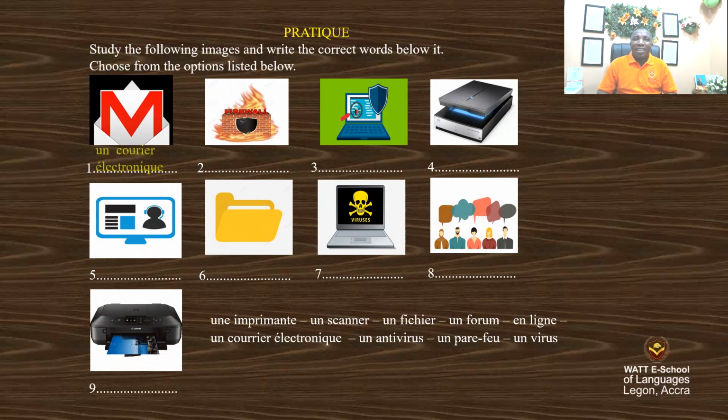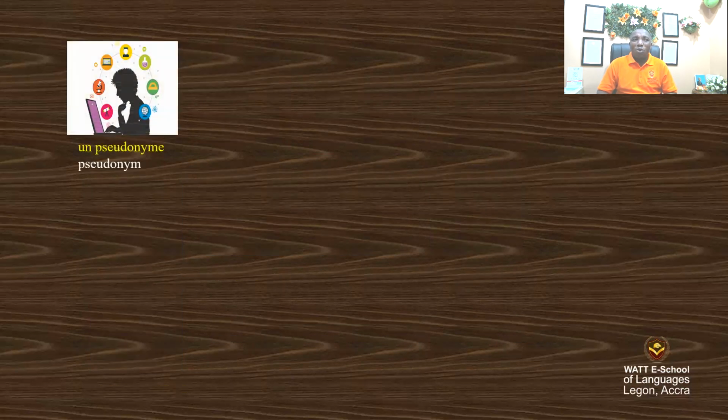Let's start. Un courrier électronique. Un pare-feu. Un antivirus. Un scanner. The next one, en ligne, un fichier, un virus, un forum, une imprimante. You see, it's so simple. All right, we continue.